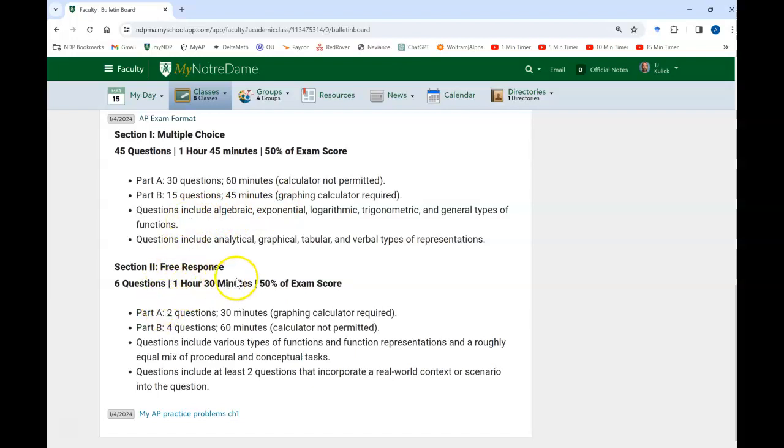In section 2, there are 6 questions. You have 1 hour and 30 minutes. You have 30 minutes to do 2 calculator questions, and 60 minutes to do 4 no-calculator questions. And again, if you try as hard as you can for all 4 parts, I don't think there's a person in any of the sections that should get less than a 3.